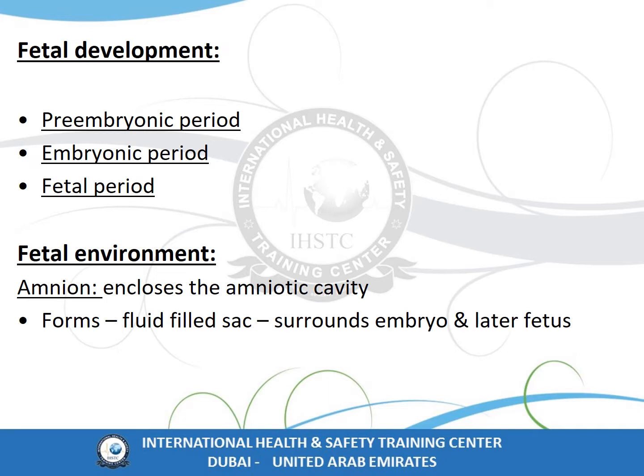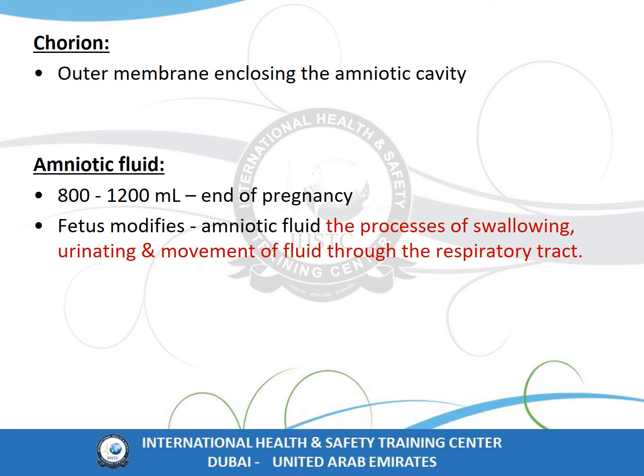Fetal environment. Amnion. It encloses the amniotic cavity. It is an inner membrane that forms about the 2nd week of the embryonic development. It forms a fluid-filled sac that surrounds the embryo and later the fetus. Chorion. It is the outer membrane enclosing the amniotic cavity. It becomes vascularized and forms the fetal part of the placenta.